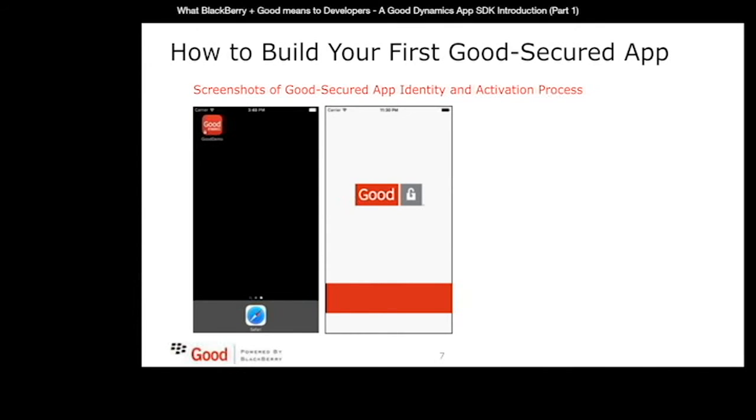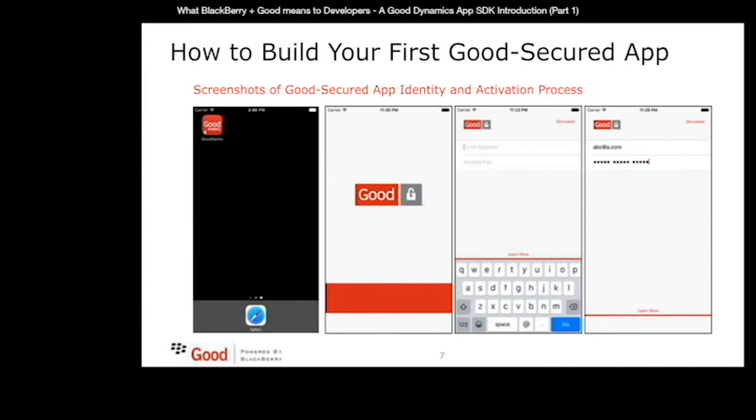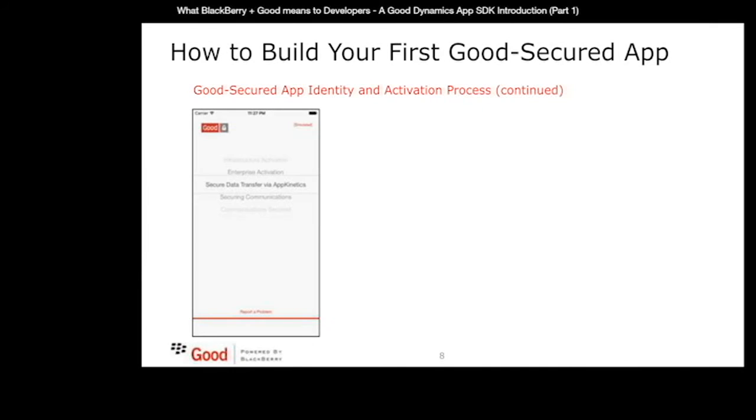Next, you will launch the splash screen for the app, and it will go through the activation process. As I mentioned before, all GD integrated apps require an access key, so simulation mode will simulate that process. You can just type any email address and any activation key, letters A to Z or numbers. So this is the Good application activation process.